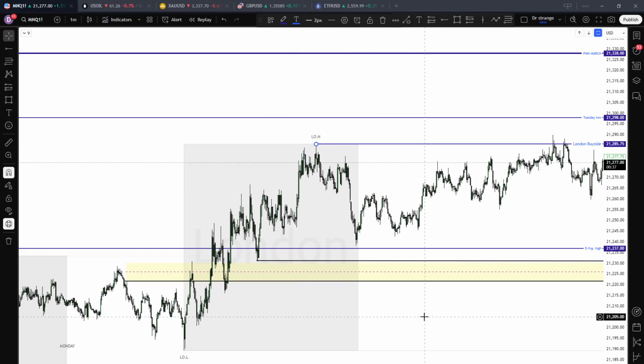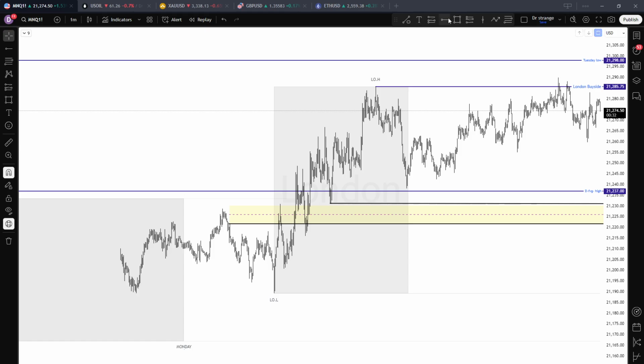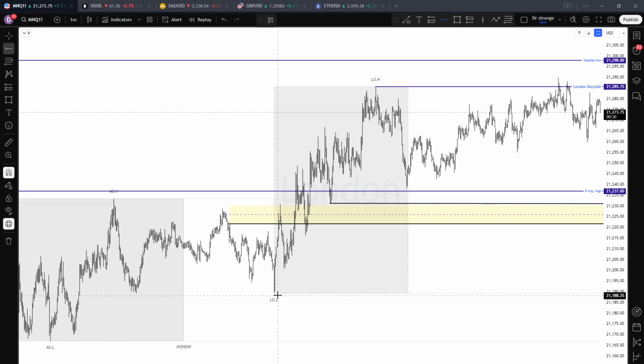London buy side. So we have literally left a lot of stop liquidity down here. This is our Asia, not London.